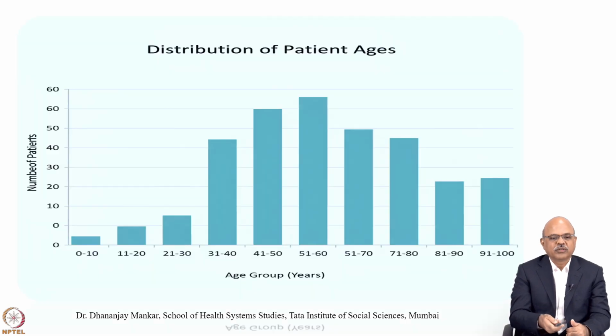Distribution of patient ages. This is also a good example where you can find, with respect to age, the number of patients. This is a good explanation of this.